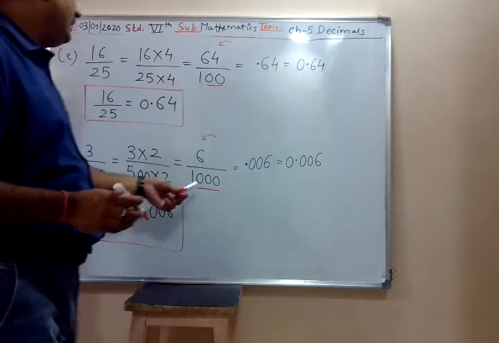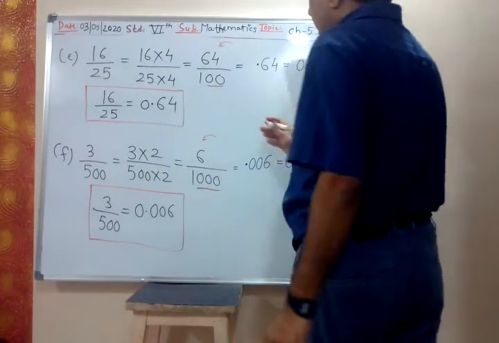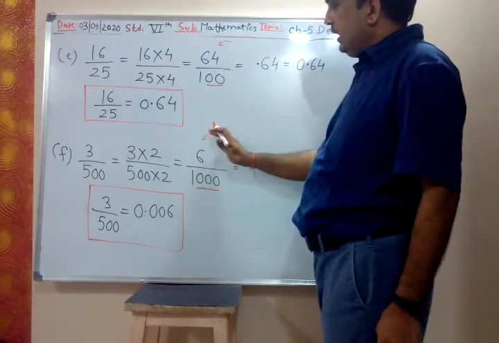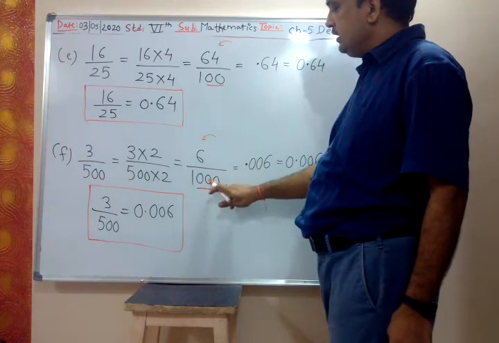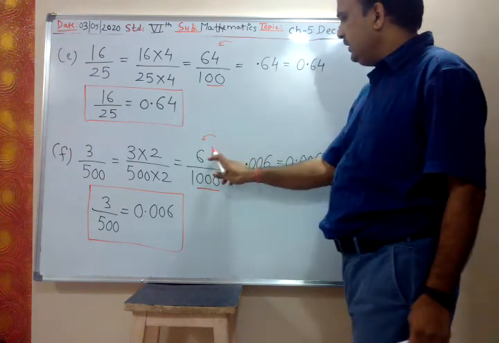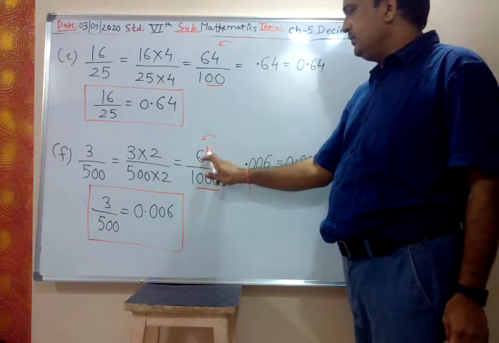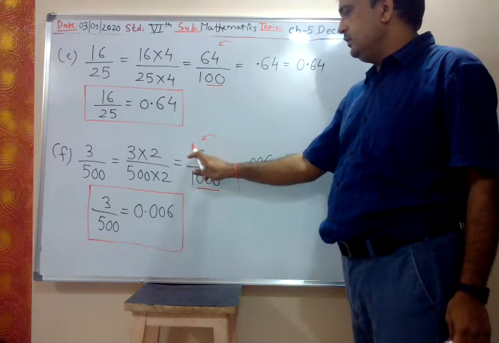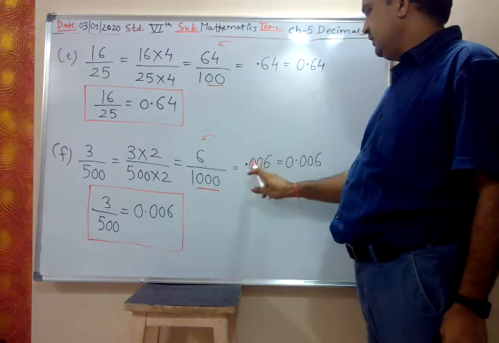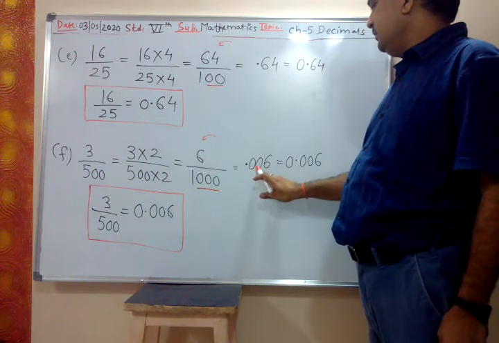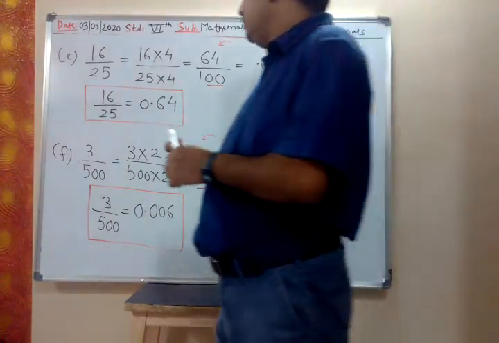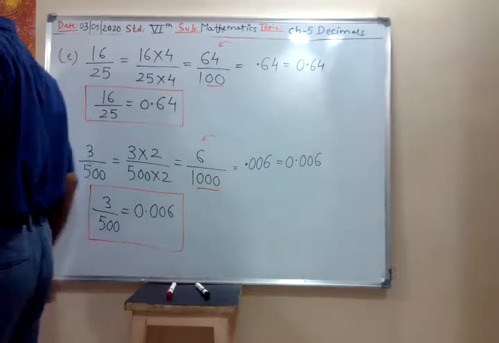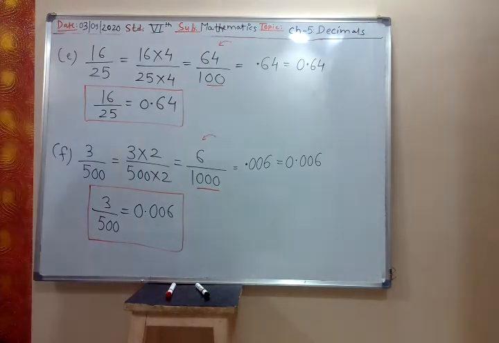How many zeros are there in the denominator? We start from the right and put the decimal after that number of digits. If there are 3 zeros in the denominator, we start from the right and put the decimal after 3 digits. So 6, 0, 0, point. 3 digits are there. But before the decimal there is no digit, so I can take 0. So 3 upon 500 is the same as 0.006.